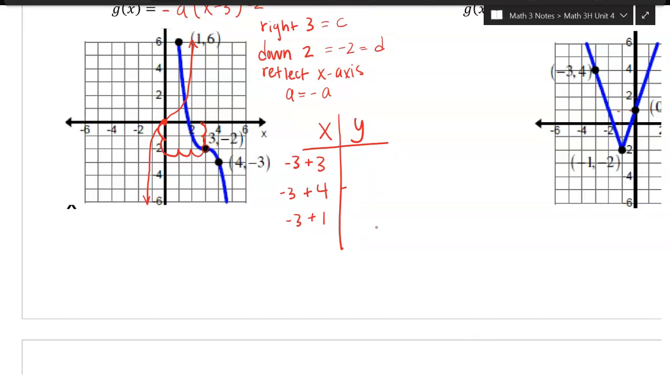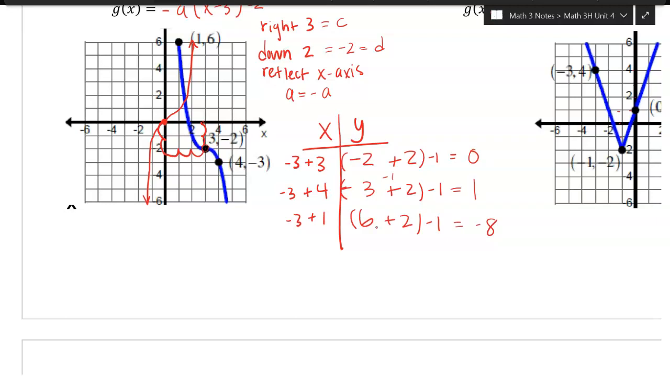So we had our -2, -3, and 6. Then we added our 2. And then we have to do the reflect. So we will times it by a -1. So -2 minus 2 is 0. 0 times -1 is 0. -3 plus 1 is -1. -1 times -1 is 1. 6 plus 2 is 8. 8 times -1 is -8.